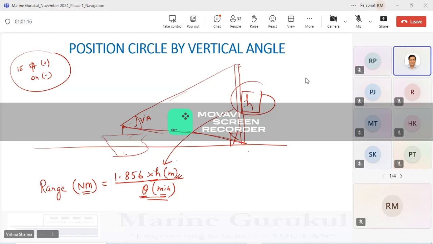Now, if you remember the introductory part yesterday, we said the charted depths of the sea are given with respect to chart datum. But the charted heights of objects on the chart are given with respect to mean high water spring. If they are given from mean high water spring and your tide is different, then you'll have to allow for that tide and get the corrected height of the object before it is used in the formula.